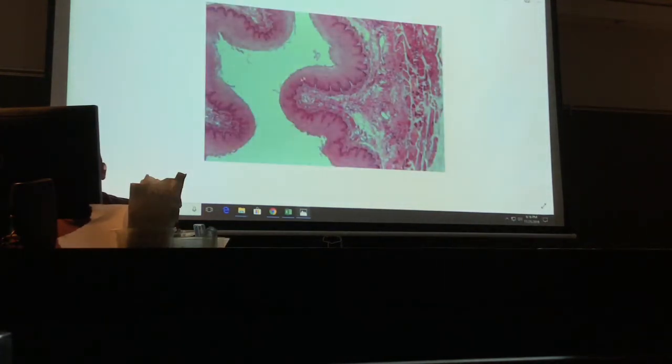Just another look. Again, to me, the hallmark feature when I look at the esophagus, the thing that makes the esophagus jump out, is this stratified squamous epithelium. I see that, I know I'm looking at the esophagus.